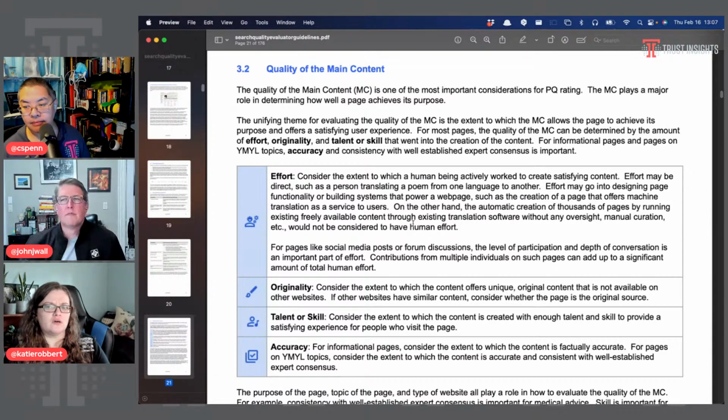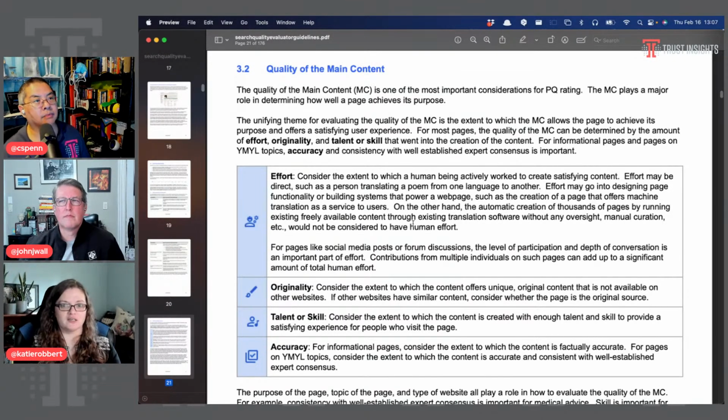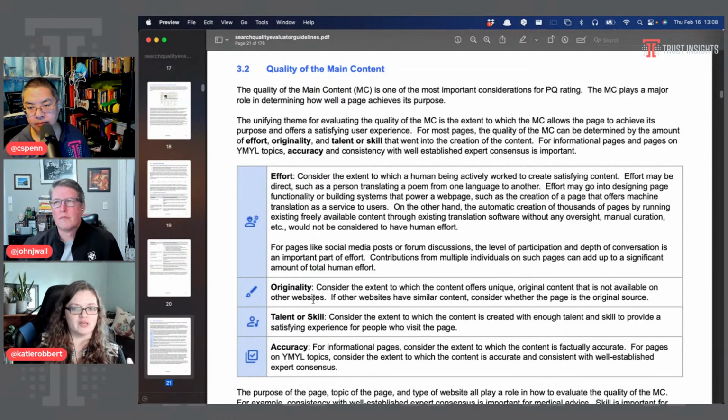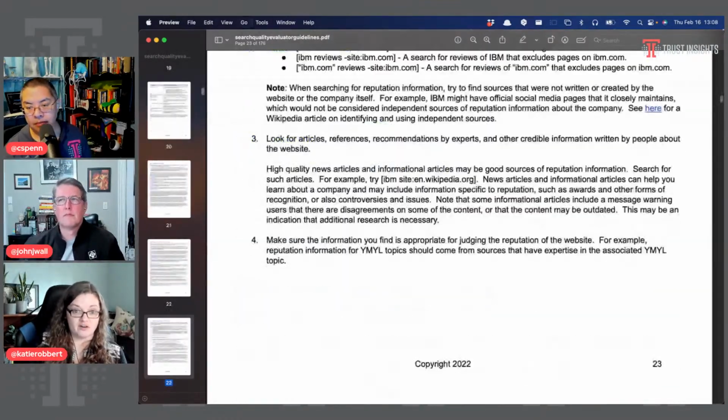So let's say I'm a rater. How do I know what the level of effort is that someone took? This is saying consider the extent to which a human being actively worked to create satisfying content. The speed in which someone like me creates content versus someone like you, Chris, is very different, but the outcome could be the same thing, and so how do they determine that? I guess that's what you're saying, it's subjective, the level of effort for creating content.